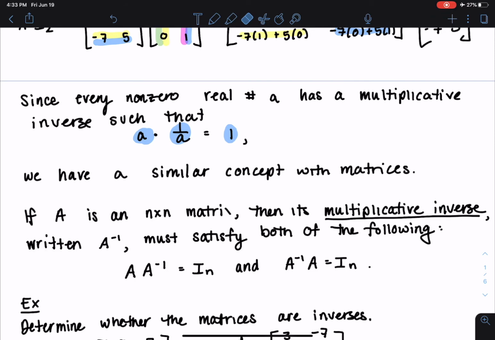So if A is an n by n matrix, then its multiplicative inverse, which is going to be written as A to the negative 1, kind of like when we do function inverses, must satisfy both of the following equations. So if you take A and multiply it by its inverse on the right, you end up with the identity. And if you take A and multiply it by the inverse on the left, you end up with the identity again. So only square matrices are going to have inverses.